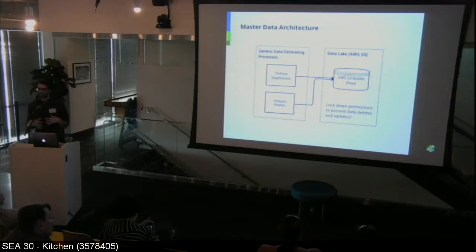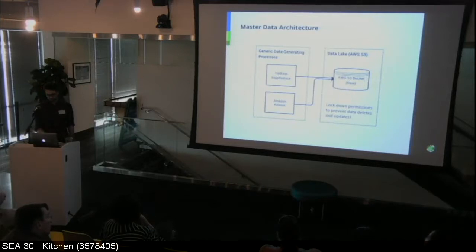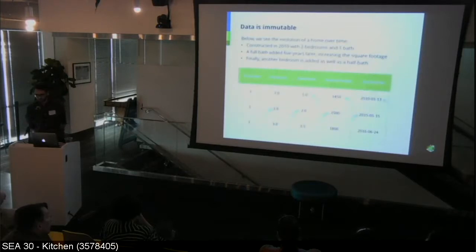And so your data is essentially immutable and always going to be appending new data. And we want our master data to never be touched, never be mutated within this bucket. And that's why we lock down permissions here at Zillow. So let's dive into one of these statements that I've made, which is data is immutable. And this is really important for Lambda architecture.